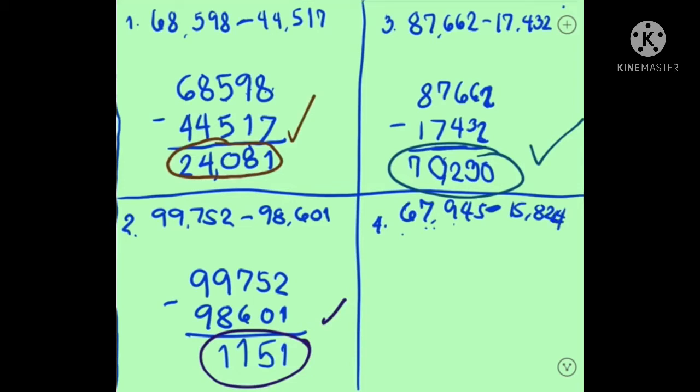Okay. Now, let us line up the numbers. Starting with the minuend, we have 67,945. Okay. Followed by our subtrahend, which is 15,824.